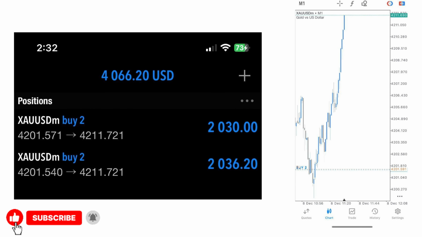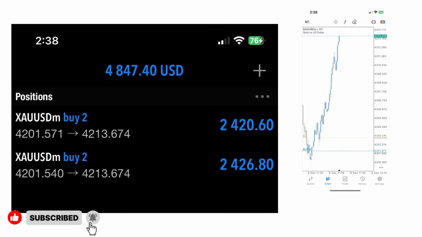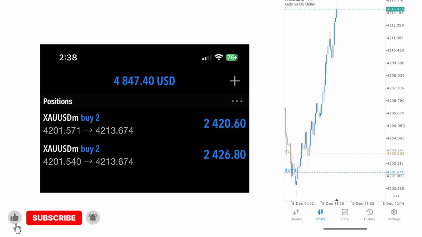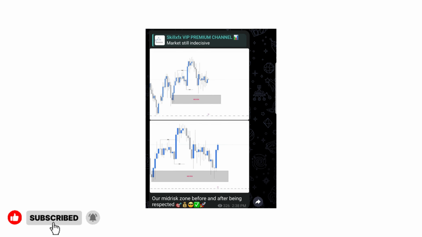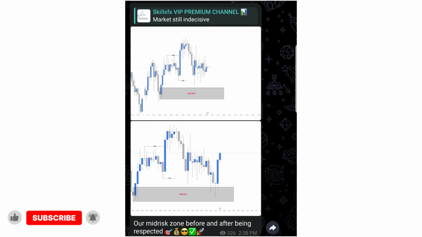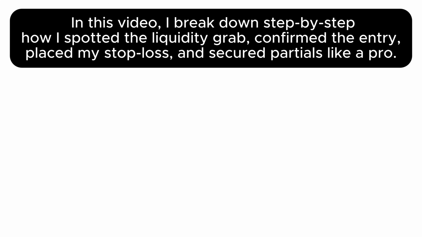Are you always wondering how I'm making these profits each and every time whenever I'm trading? And whenever I set zones, most of my zones get respected. In this video, I break down step by step how I spotted the liquidity grab, confirmed the entry, placed my stop loss, and secured profit like a pro.